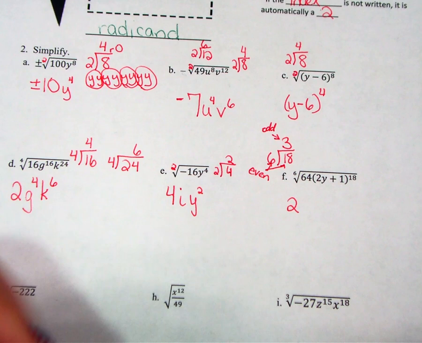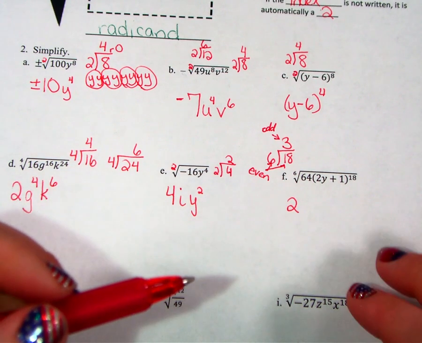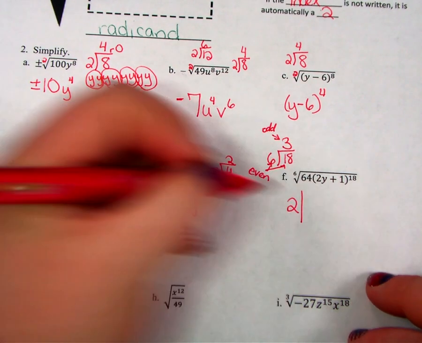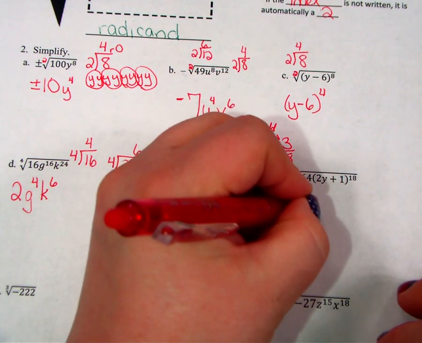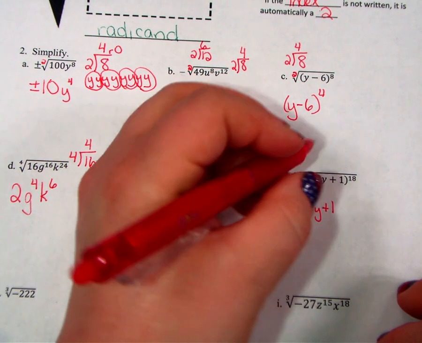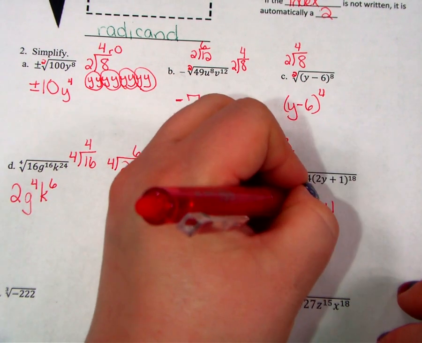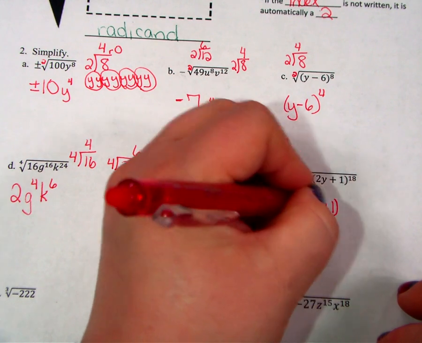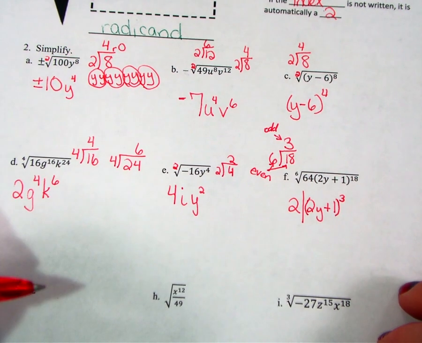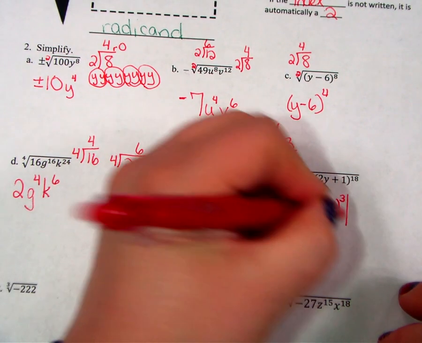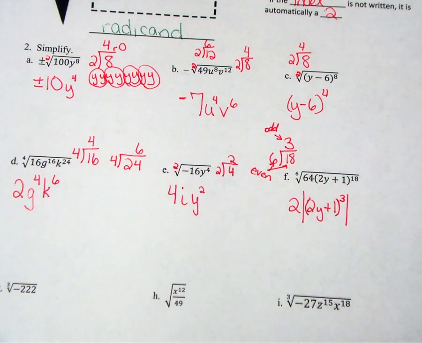That means that there's something extra that we have to do. We have to put absolute value symbols. So we have 2y plus 1 to the third power, and it has to go into absolute value symbols.